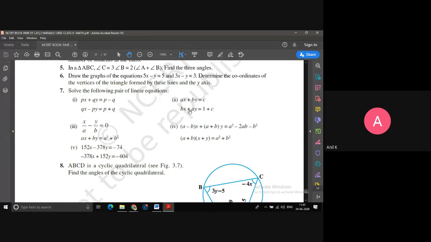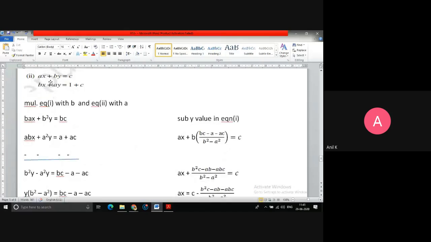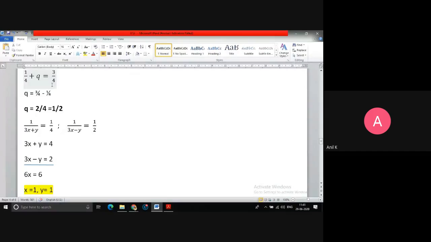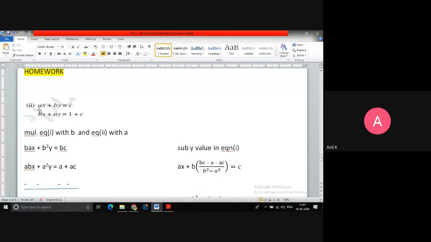ax plus by equals c, and bx plus ay equals 1 plus c. This is the 7th question, second one. I have to solve these equations for the x value and y value. So what I have done here is I have taken the equations. See, till today's class, in all the equations you solved, the x and y coefficients are numbers. Maybe it can be a natural number, a rational number, an irrational number or a decimal number, but it is a number.